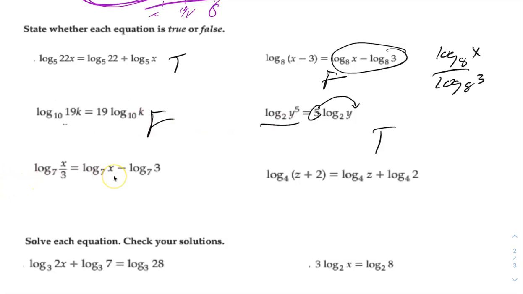Dividing and subtraction, that's true. So true. I'll put a check mark for that. And then, did you just break up logs like this? No. That's not it, right? This means multiplication. This would be 2z. So this is wrong. False.